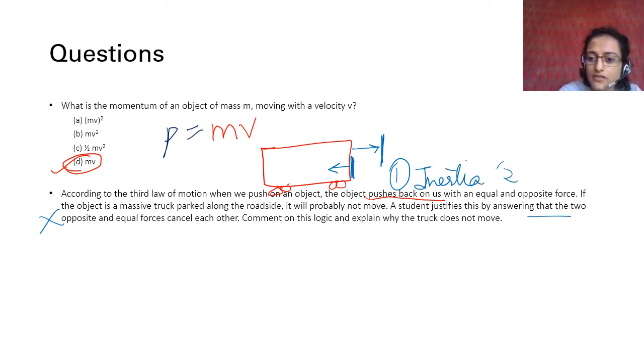And second of course is the fact that there is a large amount of friction acting on it. So जितना push करेगा there is also friction acting हो ना. Friction भी पीछे जा रहा है. तो इसीलिए this force will not move. This small force will not move the truck.